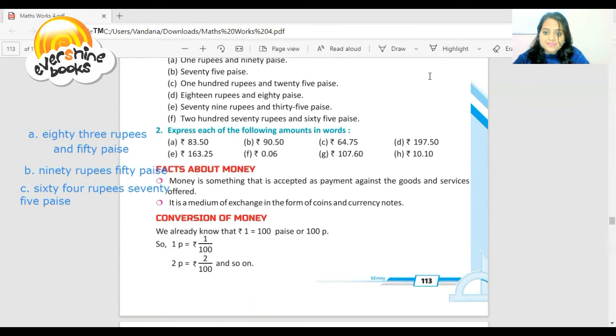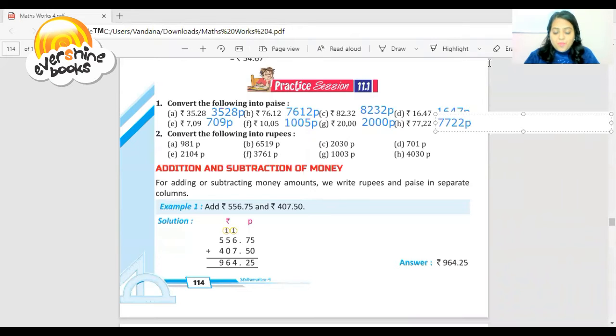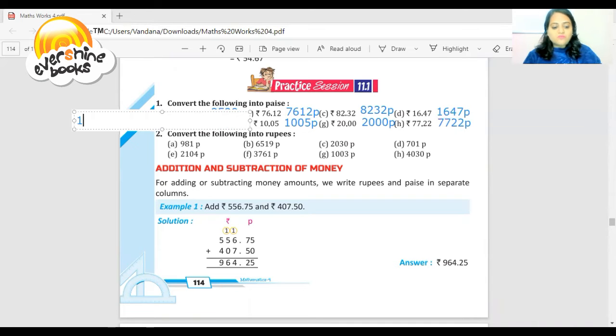Now students, it's your very important worksheet. 11.1, convert the following into paise. So students, this is your number A, 35.28 in rupees form and in paise form. You have to multiply by 100 because 1 rupee is equal to 100 paise. So write here your rule, or you can say your formula. So you have to convert the following.